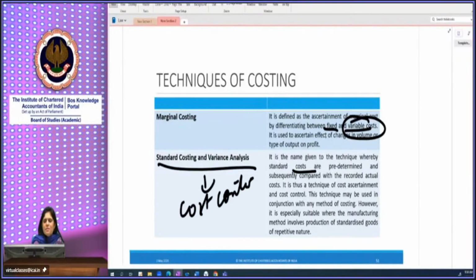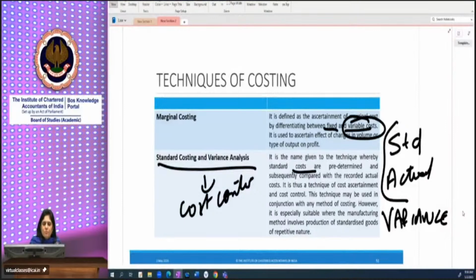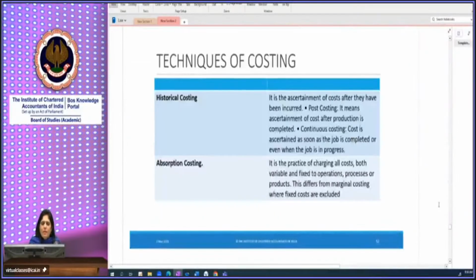Cost control means you set up the standard, then you make the actual thing happen. You compare the standard and the actual, and you understand the variance. Why the deviation? Why the difference between standard and actual? That you will be studying under standard costing variance analysis. So every technique you will be understanding in detail in different modules. And then historical costing, it's based on past records.